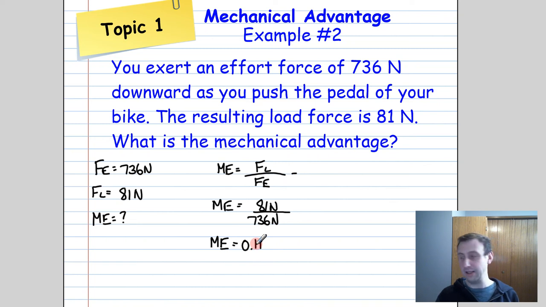1 would be perfect, like the load force and the effort force are equal. So 1 means that the force I apply on the effort, the lever or whatever, is what I get out on the load. Less than 1 means a speed advantage. More than 1 means a force advantage.